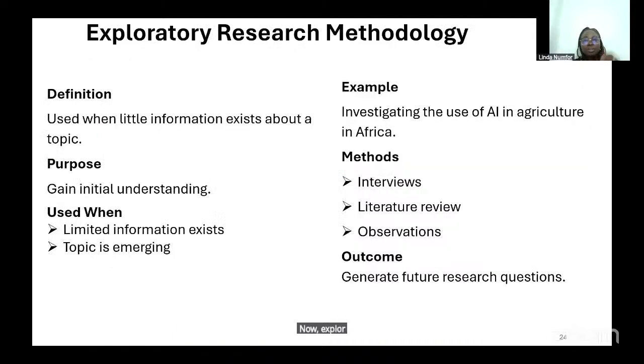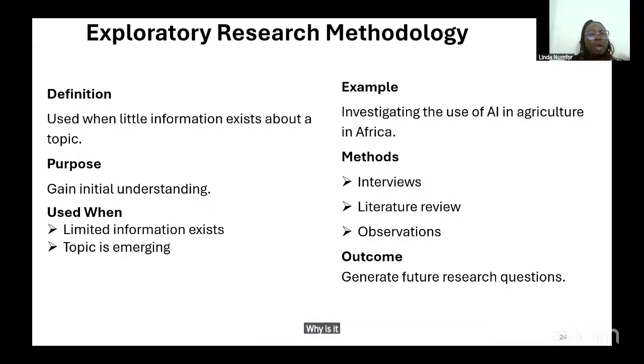Now, exploratory research methodology is used when you have little information. For example, COVID in 2020, or you have a new innovation that has just popped up. So you dive into it to do an exploratory research to find out about it. So the purpose is just to gain an initial understanding of what is happening in that field, or what is happening with COVID. What is COVID-19?